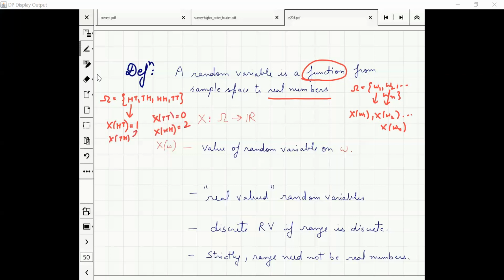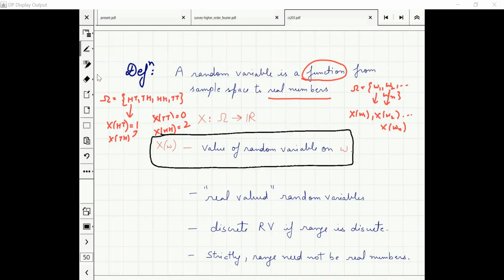I am just giving a mathematical definition to it, but it should be very intuitive why we would need such a function, because we want to assign a value, you can think of a monetary benefit, a number of days, some number to each of the possible outcomes. And then X of omega is the value of the random variable on the element of the sample space. Any questions about this definition?